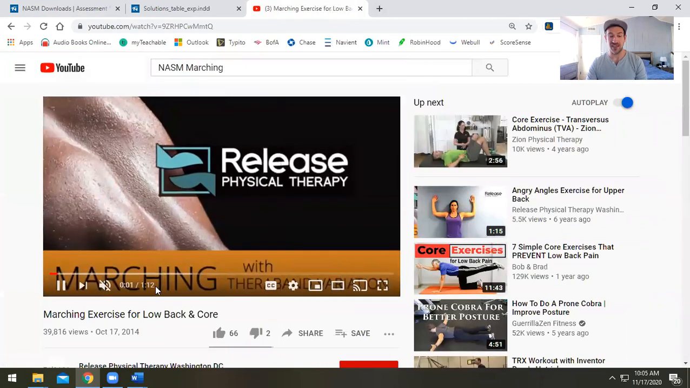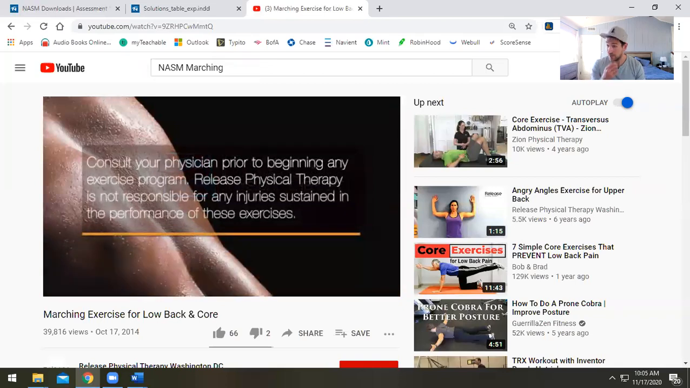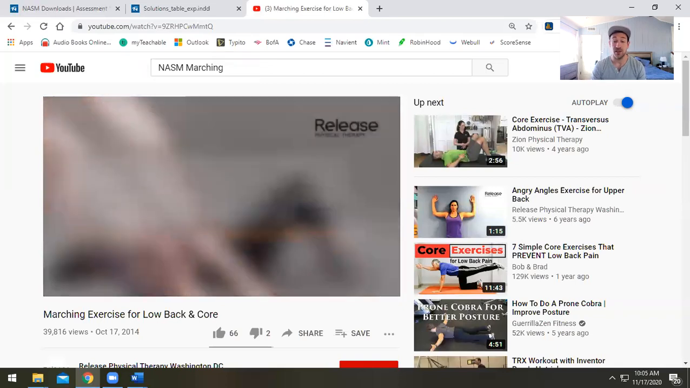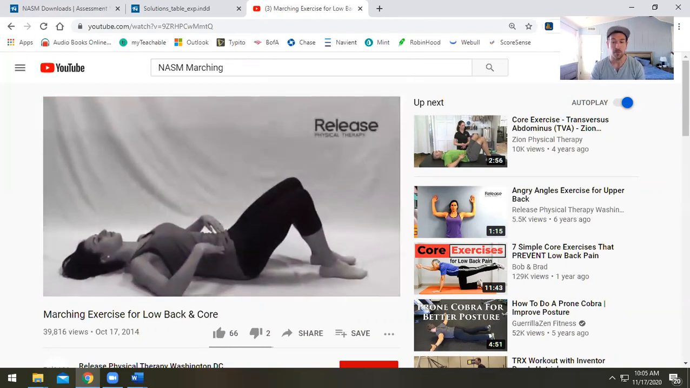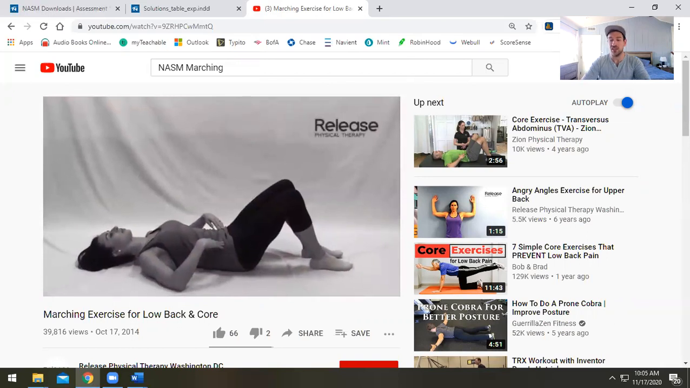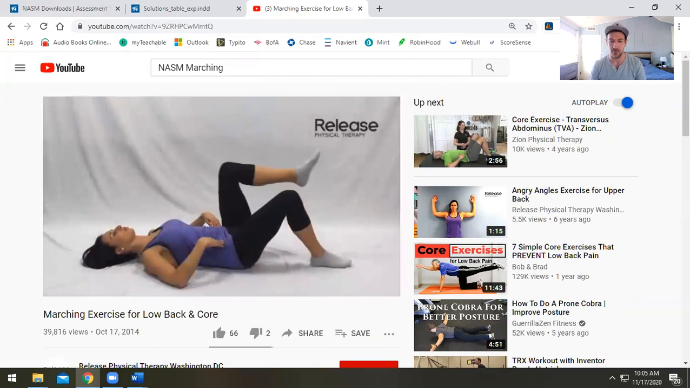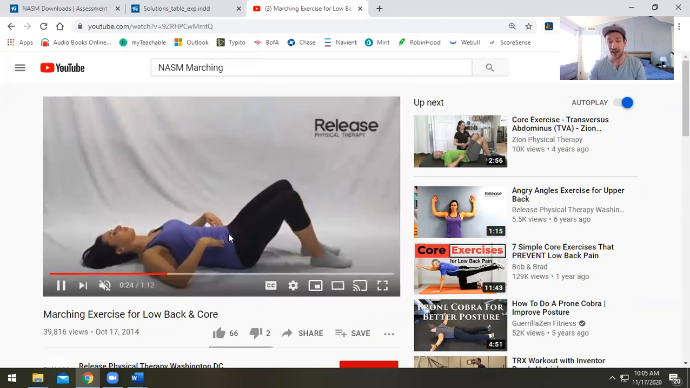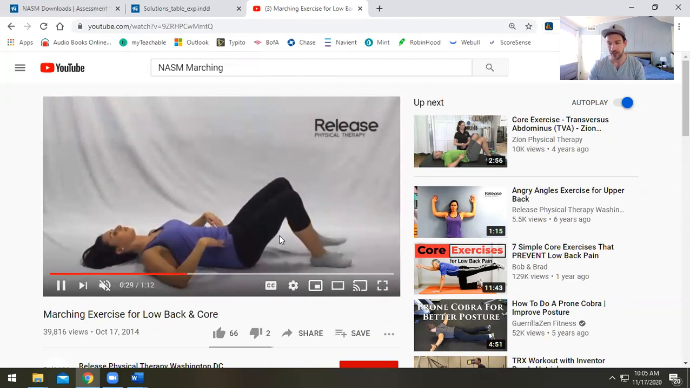So here's marching. This is actually a very simple looking core exercise, but this is a very good transverse abdominis exercise. It is really not moving your spine. If I've got a client who's a real beginner, marching is a great way to teach them how to just start turning their core on. And it's literally as simple as this. She's going to brace her abs. She's going to pull her belly button towards her spine, and she's just lifting up like this.